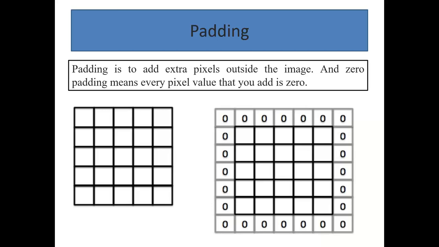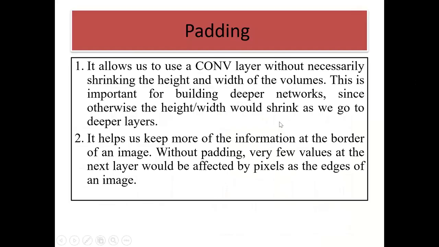So the question is, what should be the value of padding? How many pixels are we going to pad? For that purpose, we have one thing that is important: it allows us to use the convolutional layer without necessarily shrinking the height and width. This is important for building deeper networks, since otherwise the height and width would shrink as we go to the deeper layers. It means every time the boundary is going to be lost.